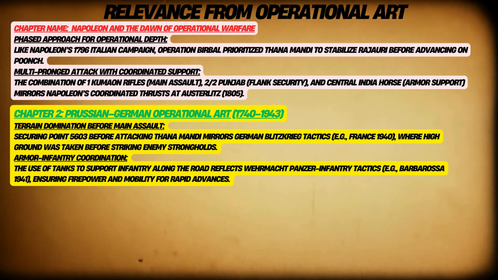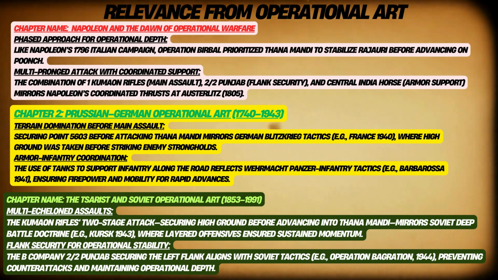This is exactly like the Soviet deep battle strategy during Kursk, 1943, where they used layered attacks to keep the enemy under pressure. Why secure the high ground first? Because if you control the higher terrain, you control the battlefield. The Soviets did the same in World War II, attack in layers to keep momentum going and not let the enemy recover.